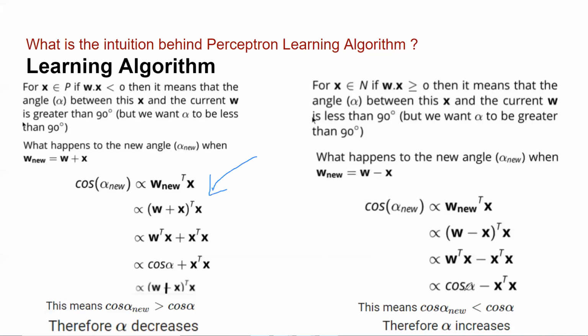So here you will see that this cos alpha new is smaller than cos alpha. That means alpha increases. Alpha new is greater than alpha. All right. Okay, so we'll take a pause here.